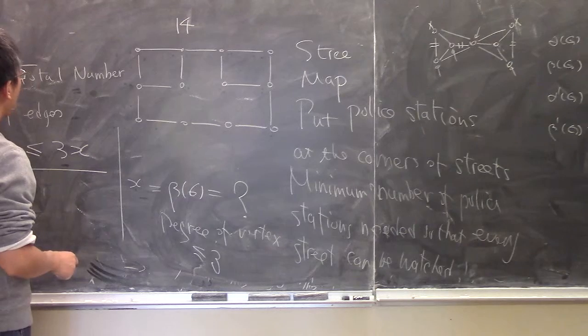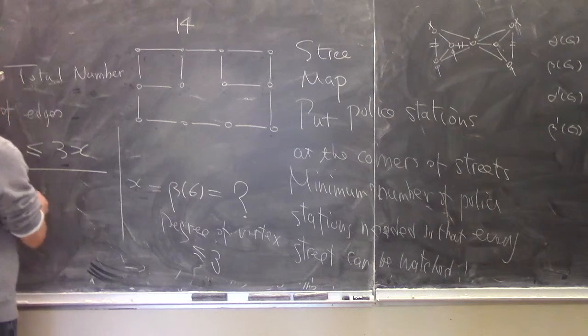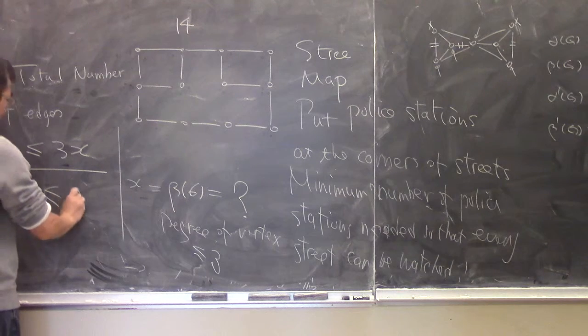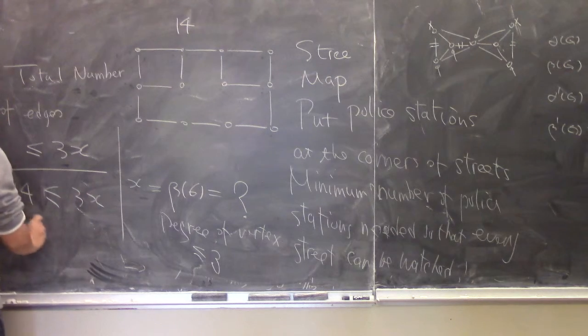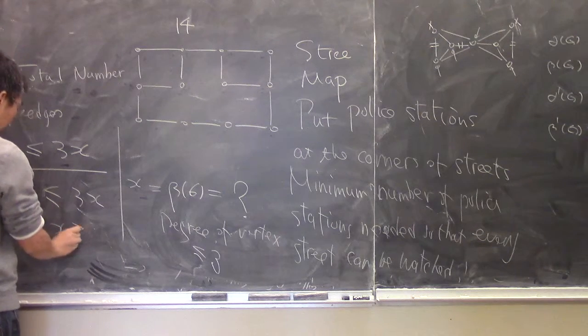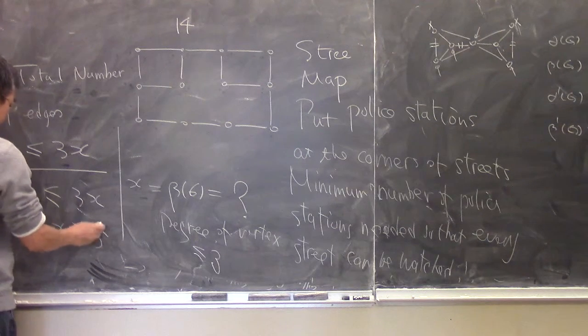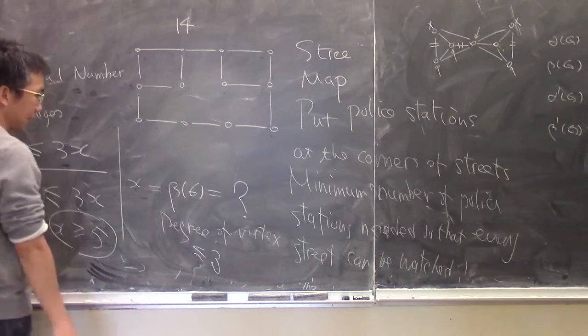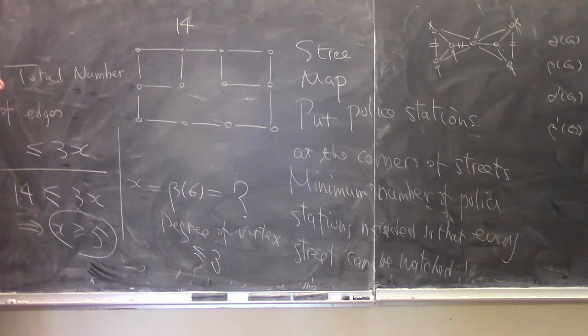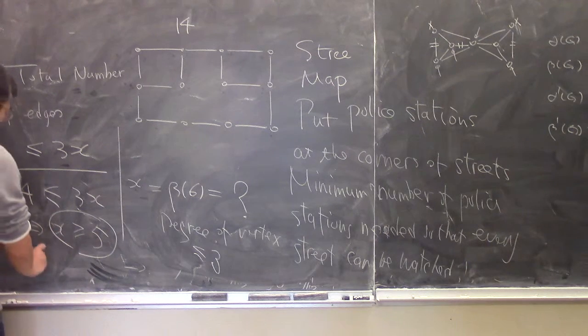So the total number of edges, 14, should be less than or equal to 3x, which means x should be greater than or equal to 5, right? So I need at least 5 vertices in order to cover all of the streets. So let me try to find whether 5 is possible.